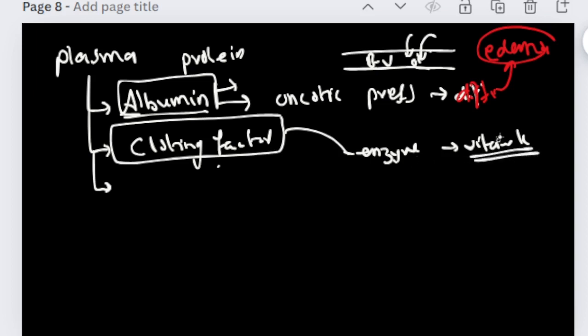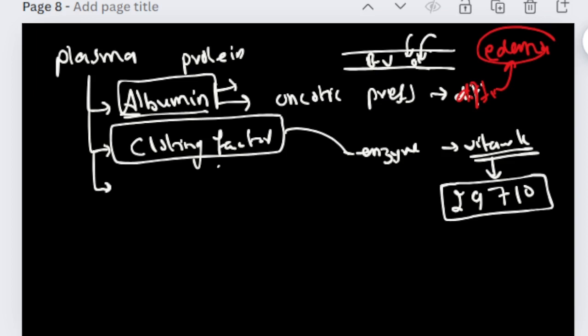All the factors that require vitamin K are produced here. So what will happen? What are those factors? Okay, so 2, 9, 7, 10. These are the clotting factors that require vitamin K and that are produced in the liver, okay. And clotting factors are essential for coagulation.